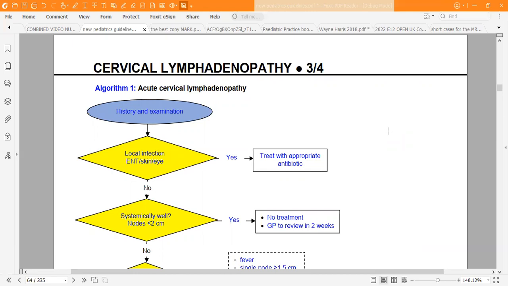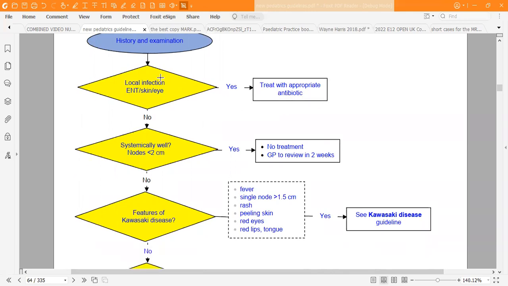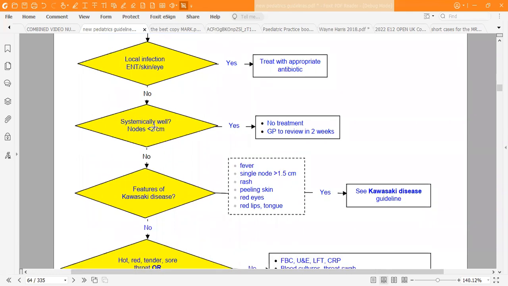So first you will take history and do your examination. If you find that there is a local infection, an ENT issue, skin or eye infection, you will treat with appropriate antibiotic and that's it. If no, there's no local infection or anything, the patient is systemically well, and the nodes are less than 2 centimeters. If yes, no treatment, GP to review in 2 weeks' time.